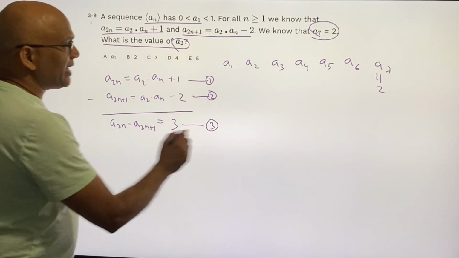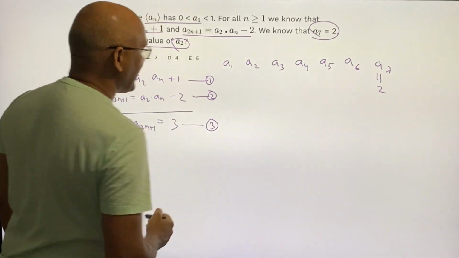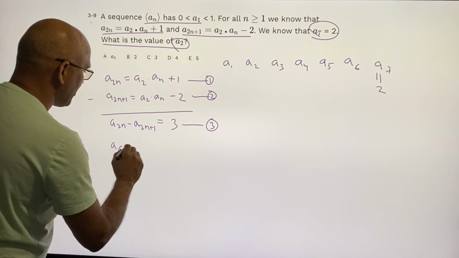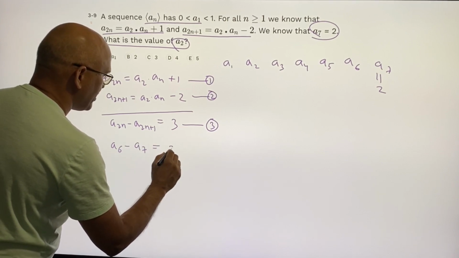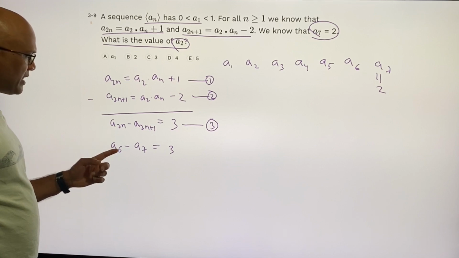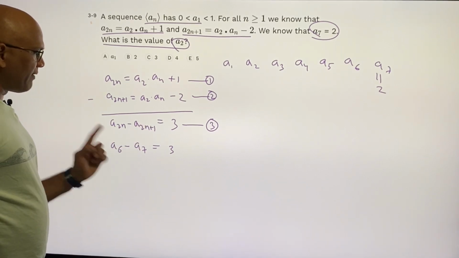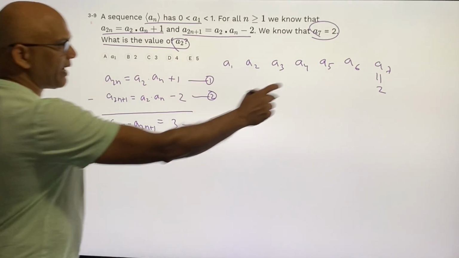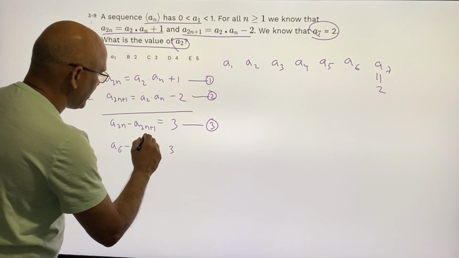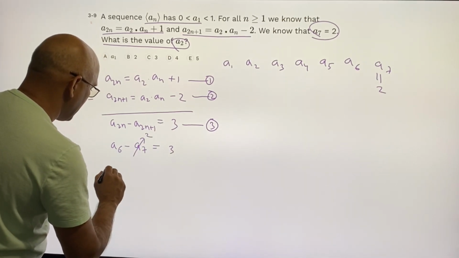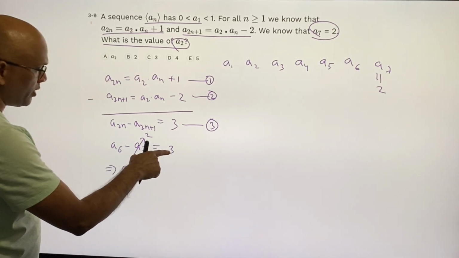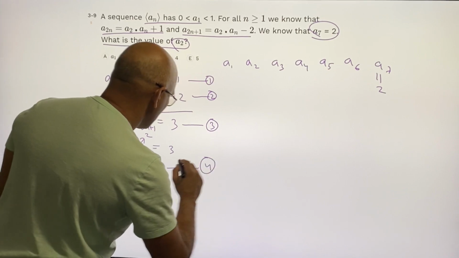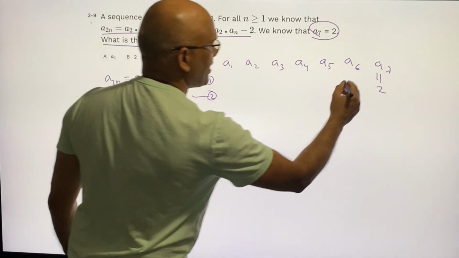Using this, given a_7, I can find a_6. If n is 3, this is going to be a_6 minus a_7 is equal to 3, since 3 times 2 is 6, plus 1 is 7. So a_6 minus a_7 is equal to 3. But a_7 is 2. So this tells me a_6 is going to be 3 plus 2, which is 5. Okay, so a_6 is 5. I can write that down here.